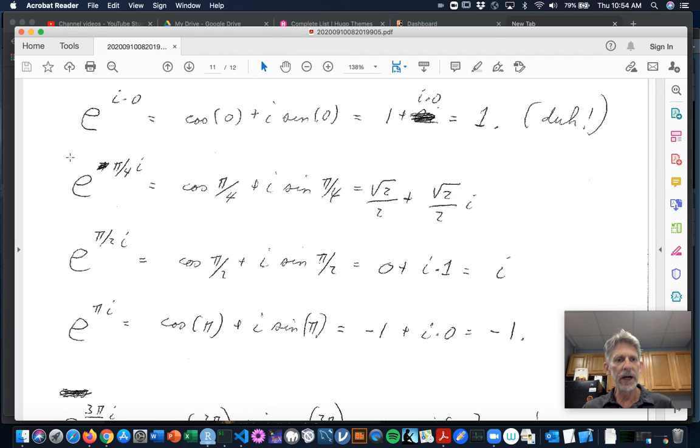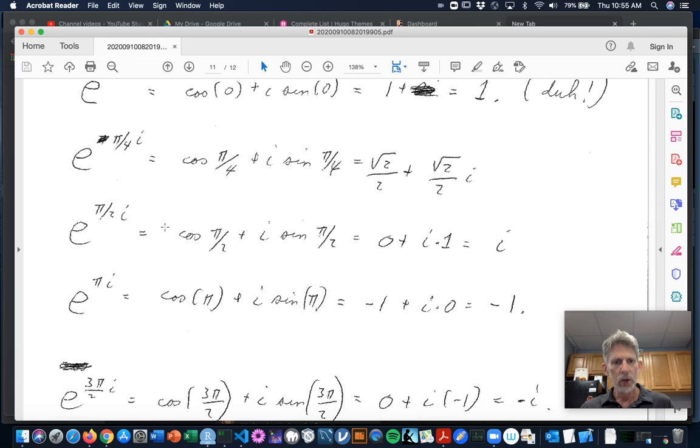How about e to the pi over 4 times I? I'm going to use some radian measures here because it's easy to find sines and cosines. E to the pi over 4 I. That's cosine pi over 4 plus I sine pi over 4, root 2 over 2 plus root 2 over 2 times I. E to the pi over 2 I is cosine pi over 2 plus I sine pi over 2. Cosine of pi over 2 is 0, sine of pi over 2 is 1. I just get I.